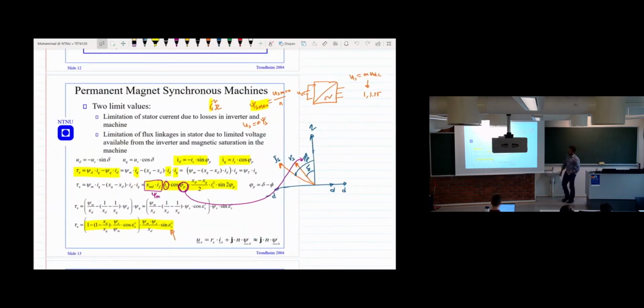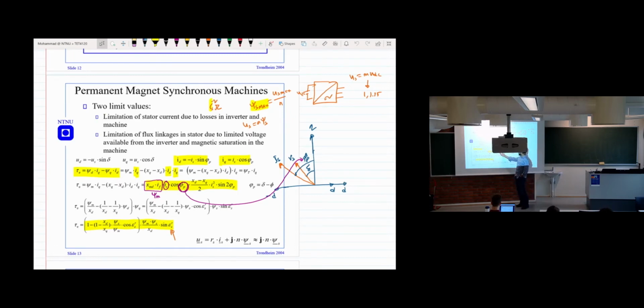Just feel free to interrupt me if you have any question. What we saw in the last lecture is that we developed the equation for the torque. So we have the torque equation, and it becomes like this. We have the magnetic flux, and then the stator current, and this is an angle, the angle between the q-axis and the stator current.